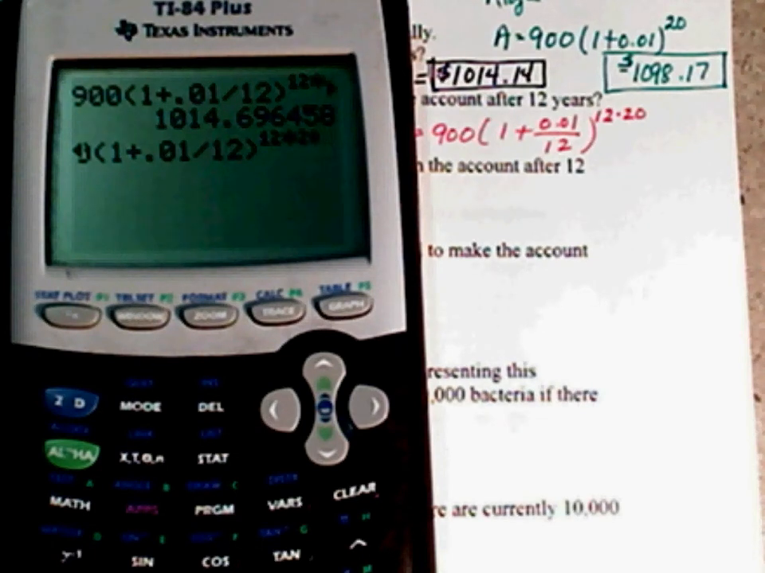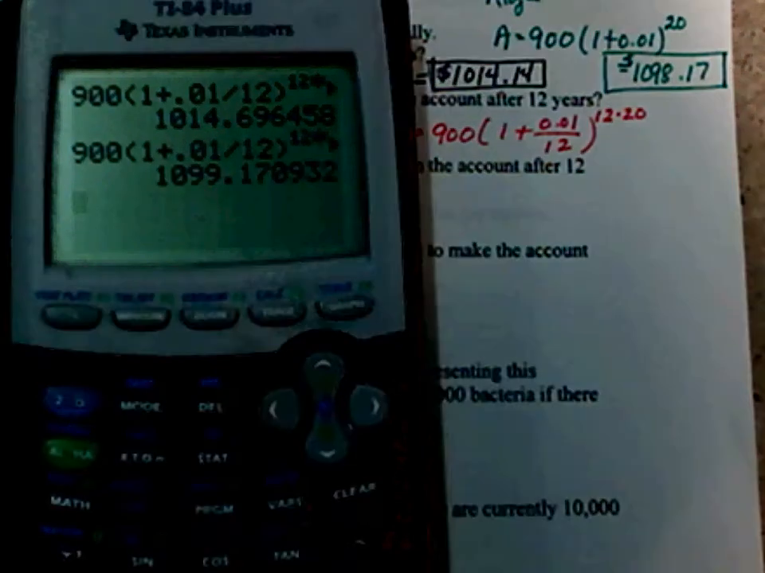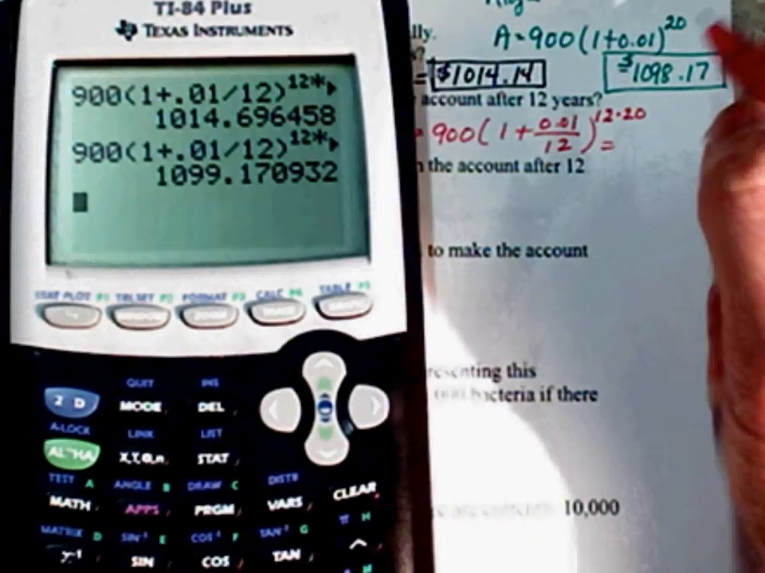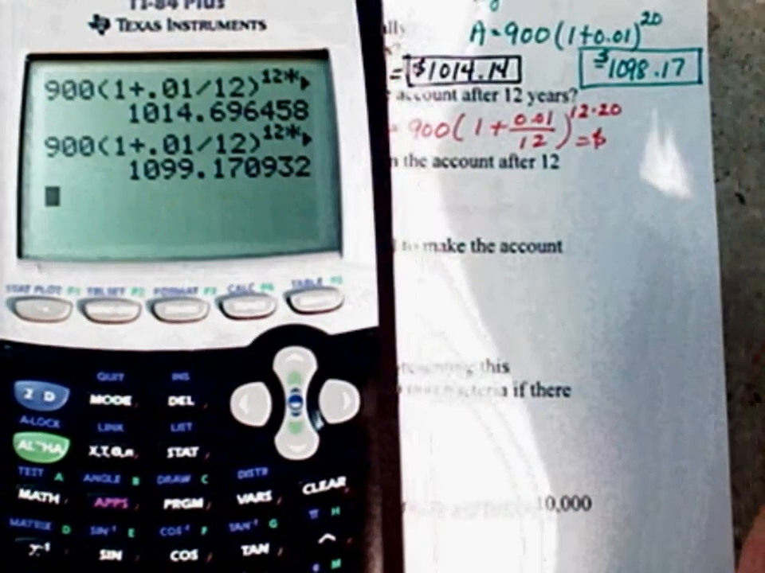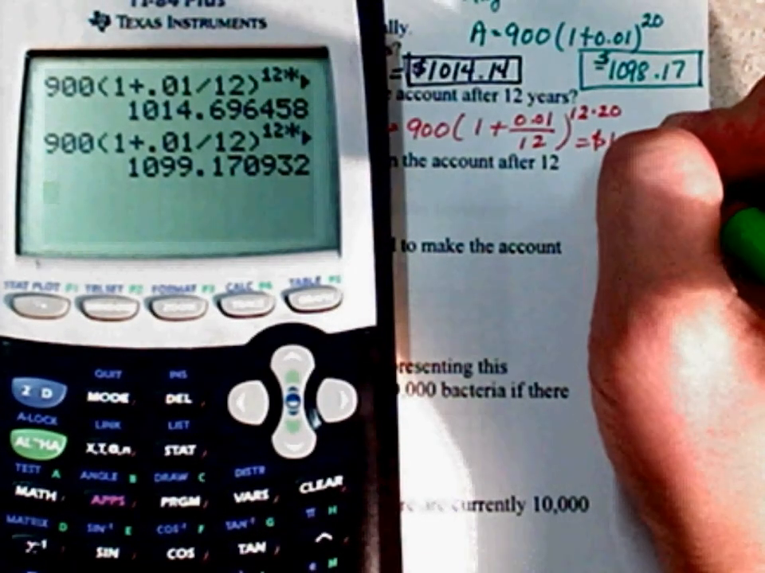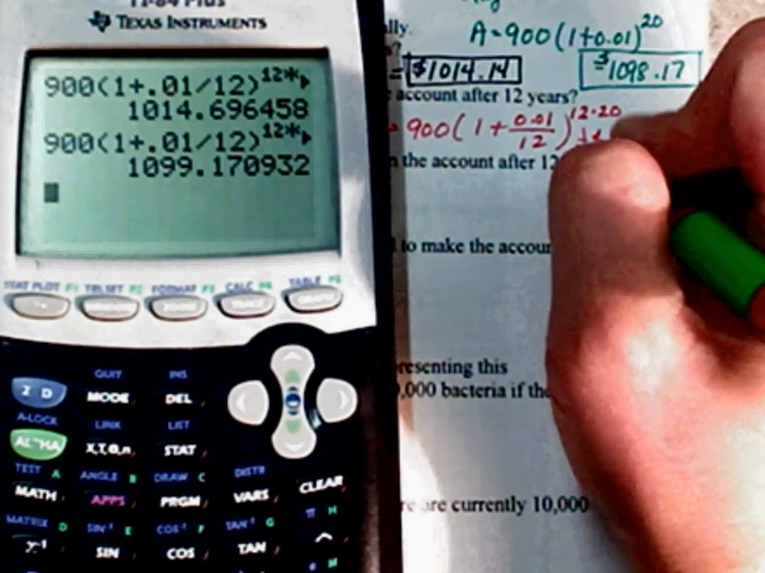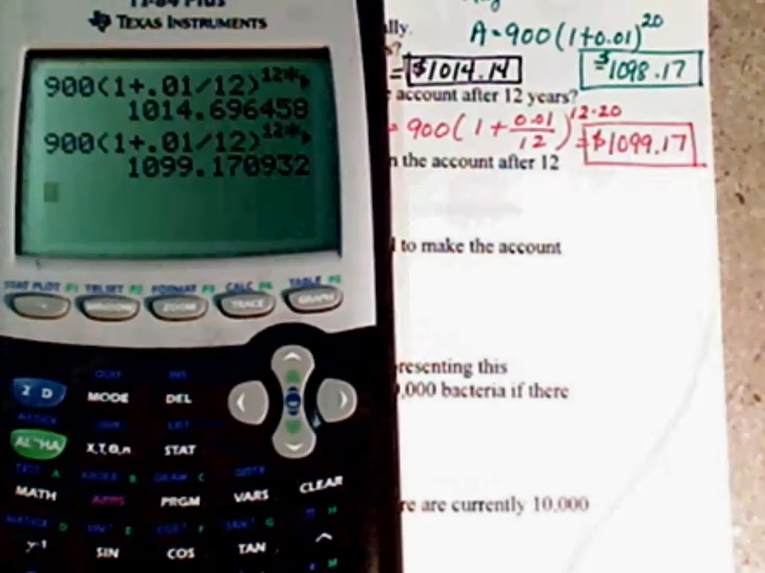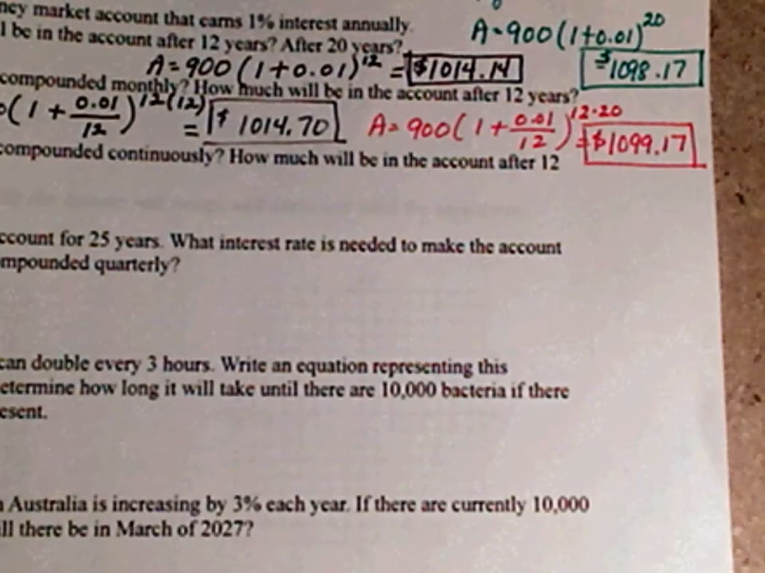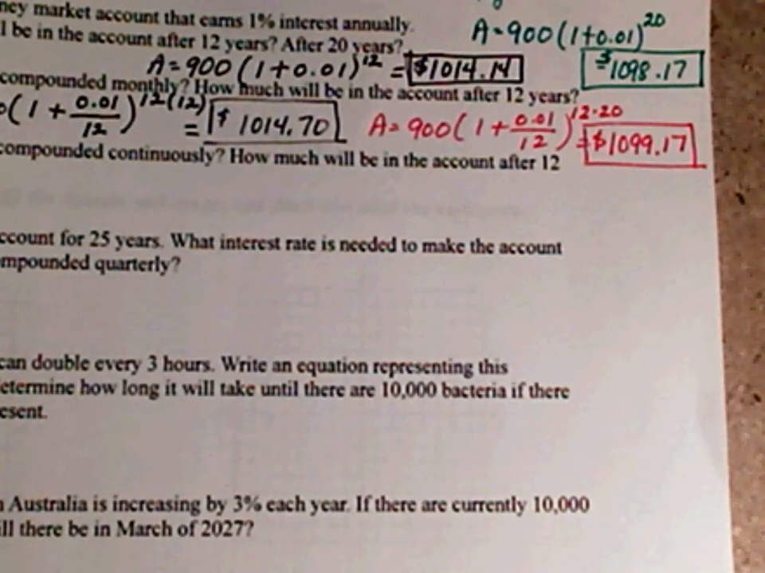Did you guys know that? Okay, you did? Good. All right. If you didn't, you just learned something today. So this came out to be $1,099.17. Okay. Any questions so far? All right.